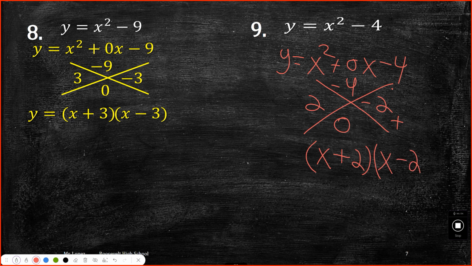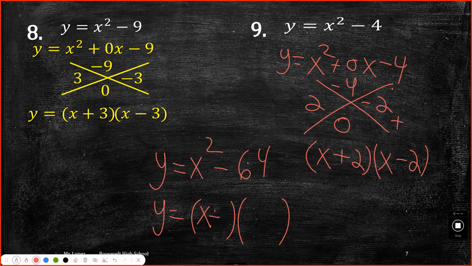Well, I see a pattern here. It's plus 3, minus 3. Let me come up with a problem. What if I give you y equals x squared minus 64? This is for people who have done so much math that you just connect dots. What's the answer without doing any work? x plus 8, x minus 8?